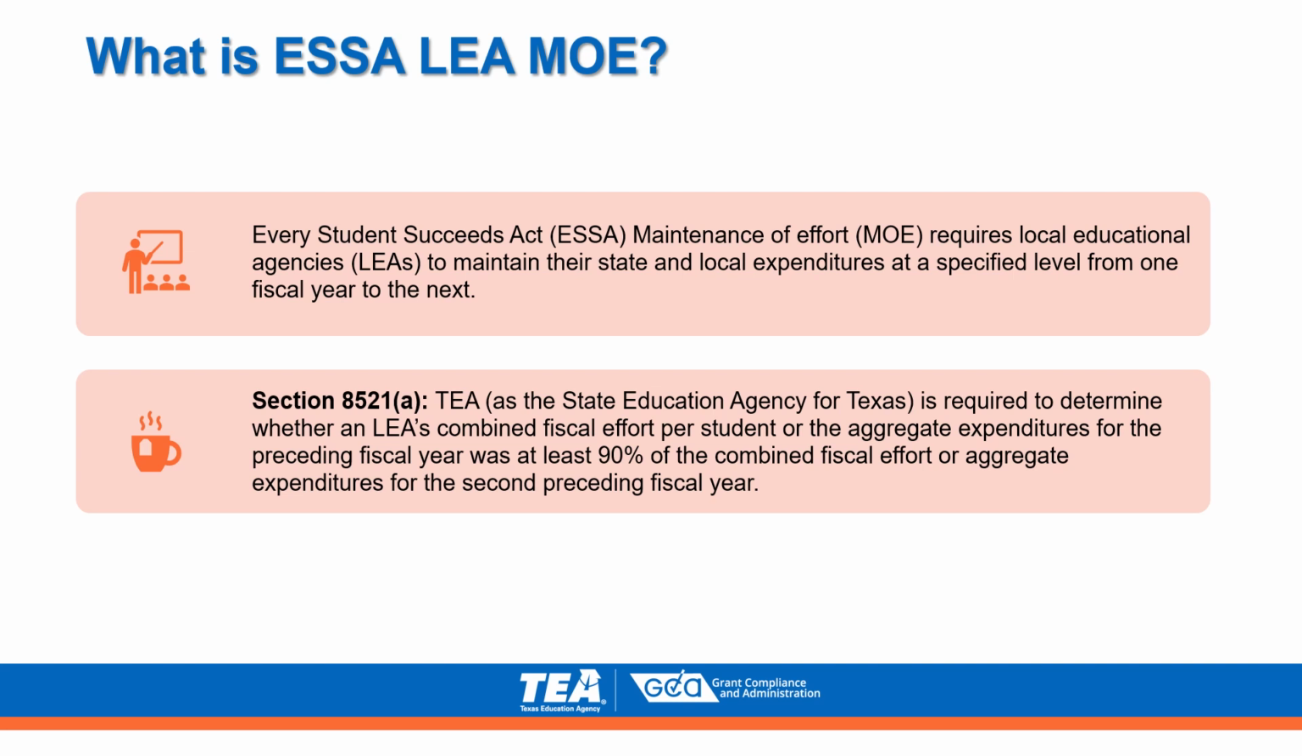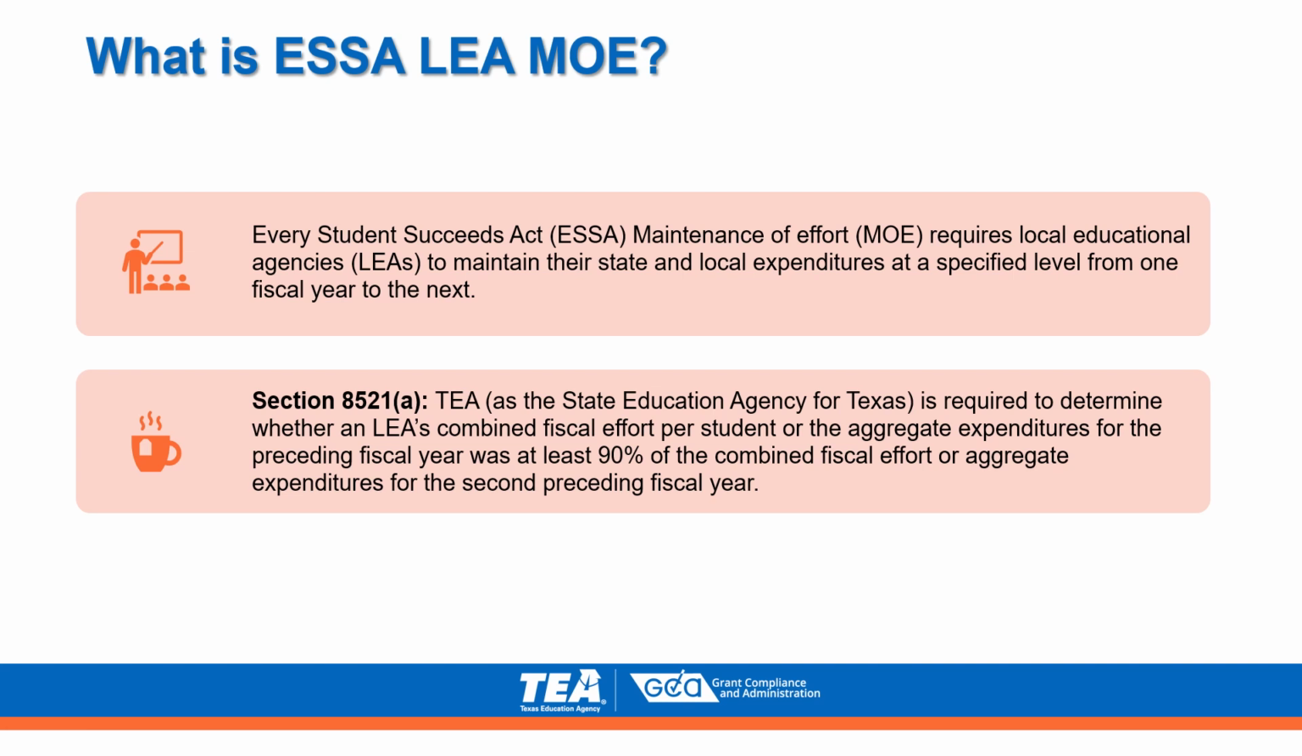What is ESSA LEA MOE? Every Student Succeeds Act, ESSA, Maintenance of Effort, requires local educational agencies, LEAs, to maintain their state and local expenditures at a specified level from one fiscal year to the next. Under Section 8521A, TEA, as the state education agency for Texas, is required to determine whether an LEA's combined fiscal effort per student, or the aggregate expenditures for the preceding fiscal year, was at least 90% of the combined fiscal effort of aggregate expenditures for the second preceding fiscal year.